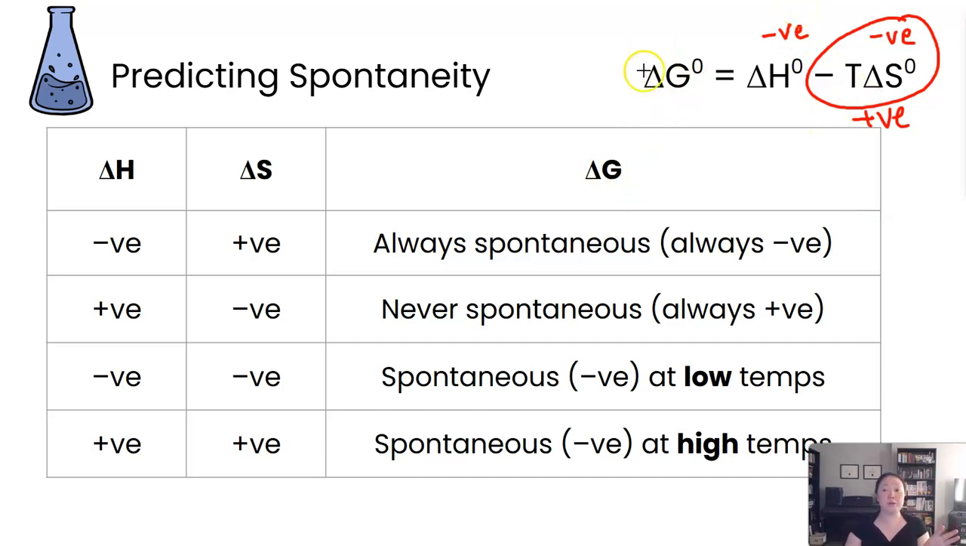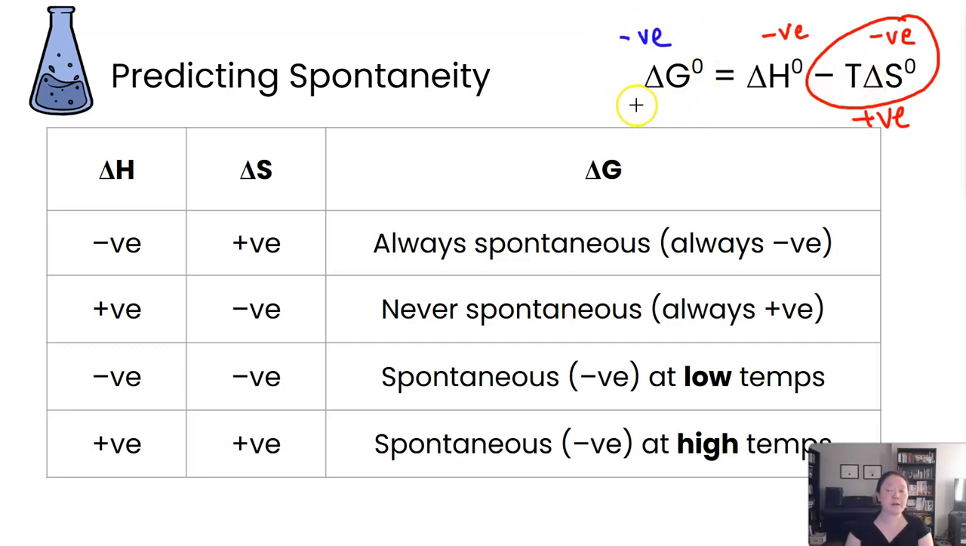You're not always going to get a negative or positive value for your delta G. Now, if we're looking at when a reaction is going to be spontaneous, what we need to find is when delta G is going to be negative. This value isn't really going to change no matter what you do, but this portion of the equation can change, and its magnitude can change depending on the temperature itself.